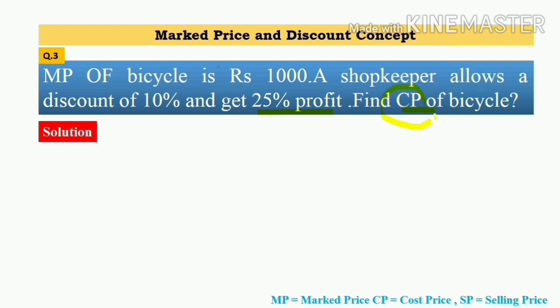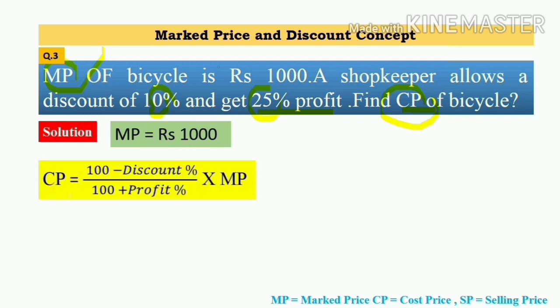Whenever in the question the MP is given, or the discount percentage and the profit percentage are given, we will simply apply the formula, that is CP is equal to (100 minus discount percentage) upon (100 plus profit percentage) into market price. So we have to simply put the values of discount percentage and profit percentage, and as in the question MP value is given. A question may also be asked where the CP value is given and the MP value is asked.